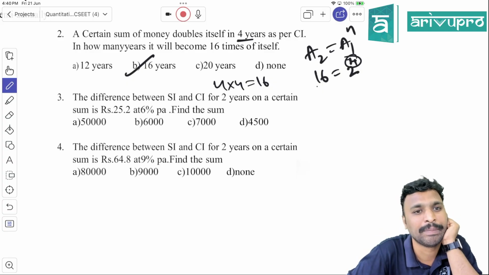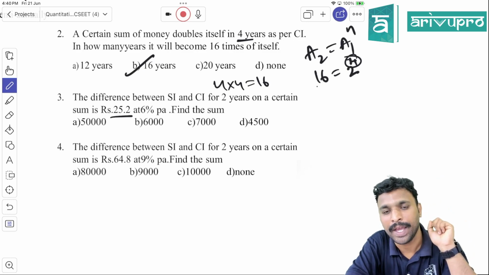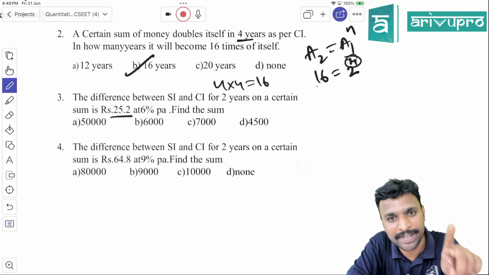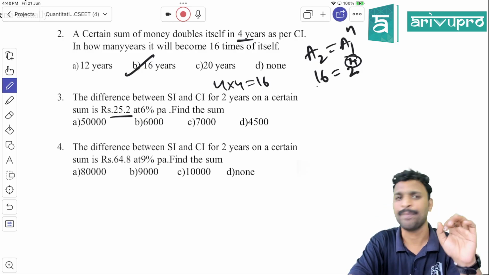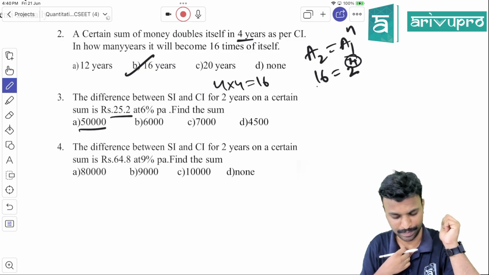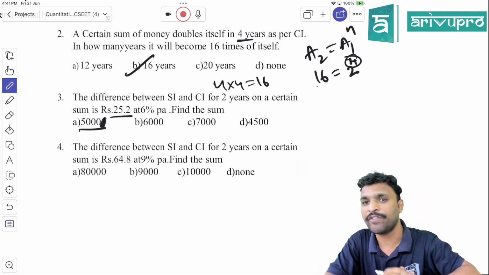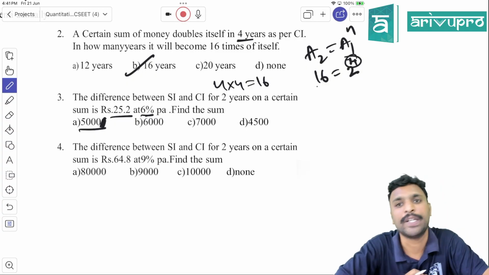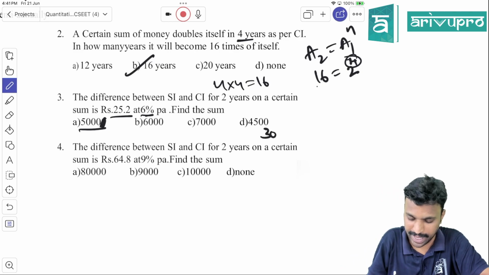First year difference is what? 0. Second year difference they have given as 25.2. Now, how do you find the second year difference? Find SI for 1 year, and on that, you take the rate of interest. Correct? Now where is the principal? It is in the options. If you take 50,000 as a principal, is it 50,000? Oh, it should be 5,000. If you take 5,000 as a principal, what is 6% on 5,000? 300. 300 SI for 1 year.